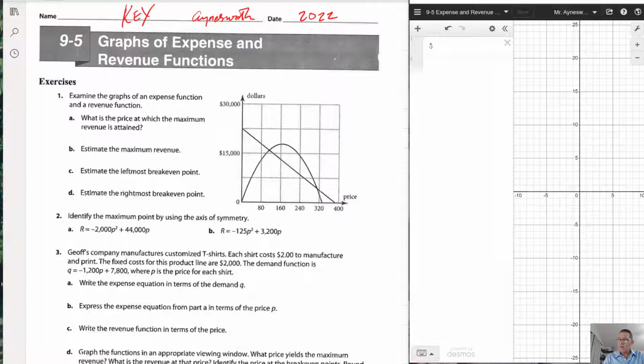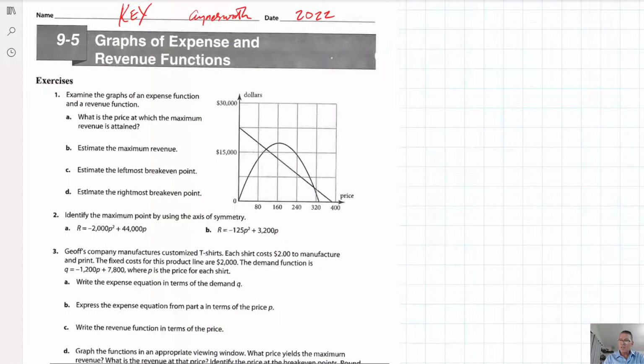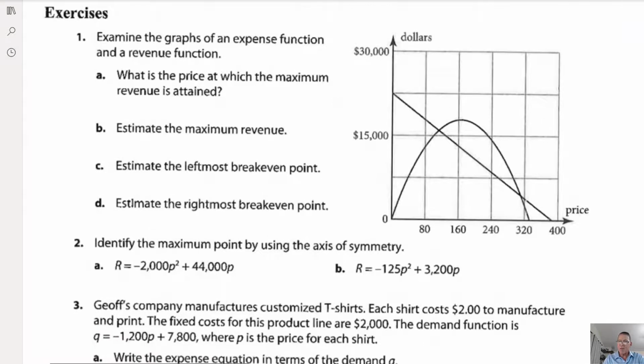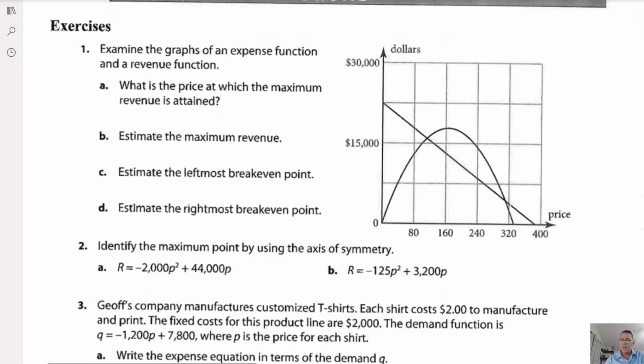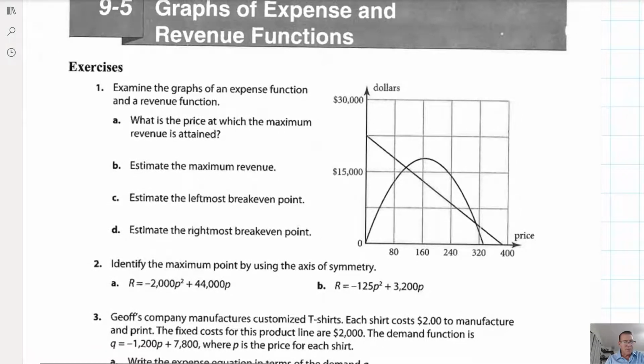I'm going to maximize this right here. Let's go ahead and read the problem. Examine the graphs of the expense function and the revenue function. By the way, do what we always do and get out a red pen and some highlighters, because I'm going to annotate the graph. Pause the video if you need to, and take your notes in color so you have a well annotated notebook, or workbook as we call it.